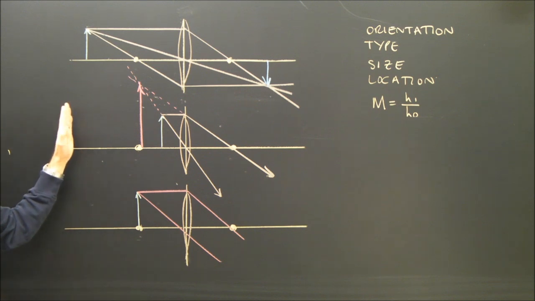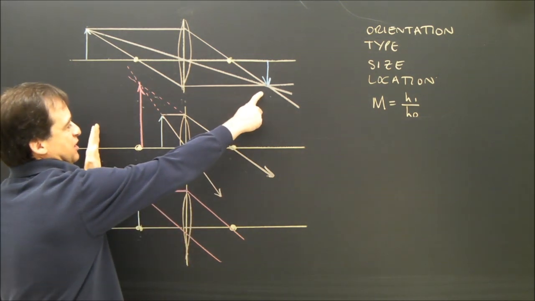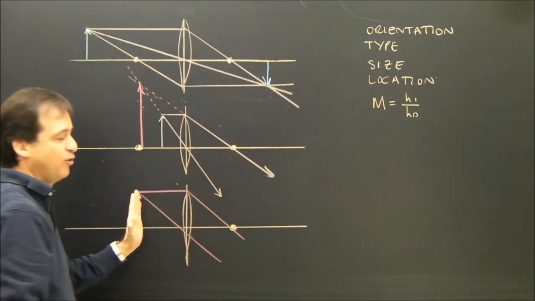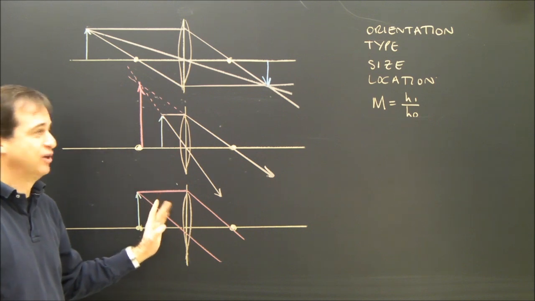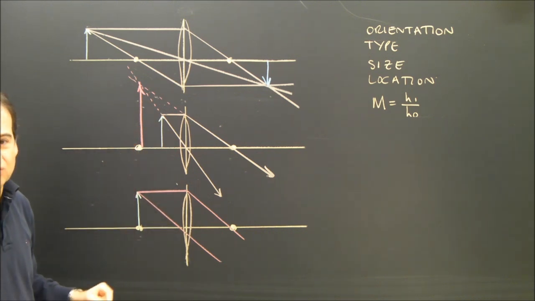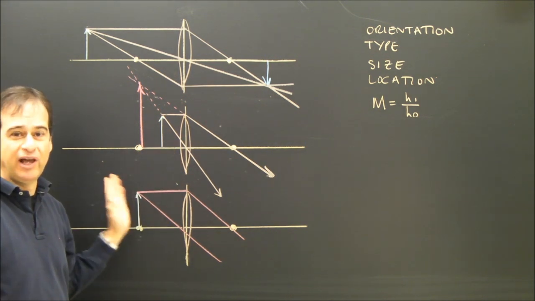What's really happening is at this point, it's transitioning. When the object was further than the focal length, it was creating a real image. As it got closer, it gets to the focal length, and then it doesn't create an image. And then now it's closer than the focal length, it creates a virtual image. So it's kind of like the image is changing from real to virtual at that point.